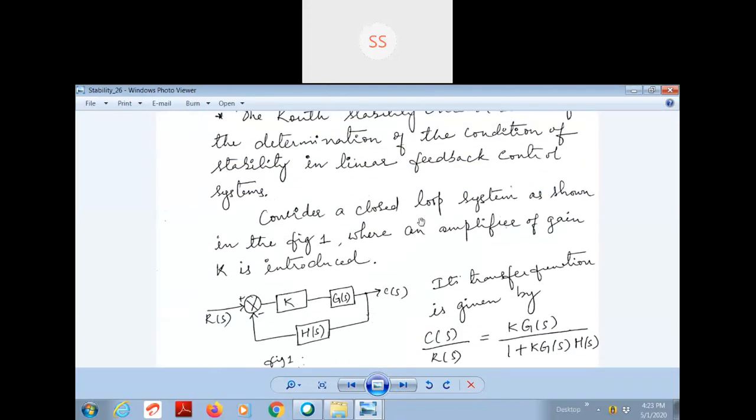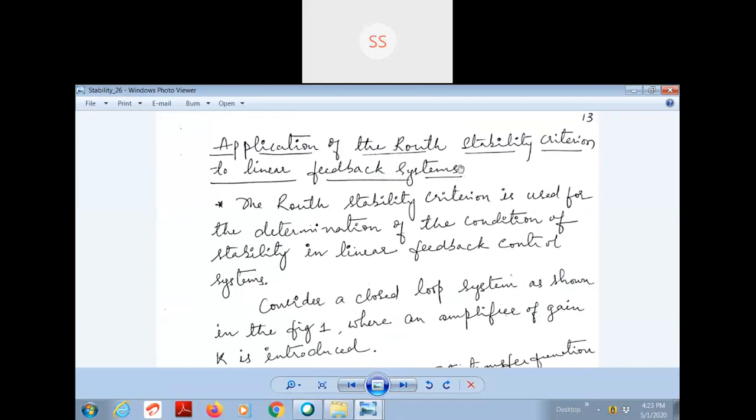So now there are some applications of the root stability criterion in linear feedback systems. Okay, so in linear feedback systems, as we have a feedback facility there, is it possible to adjust the feedback factor such that we ourselves can make the roots exist in such a place which makes our system stable?